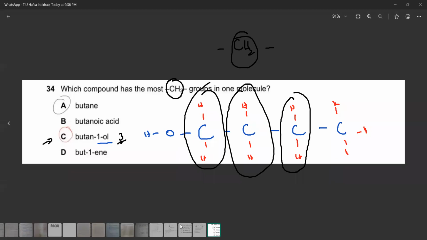Any other question from the October, November 2022 paper? The chemistry?